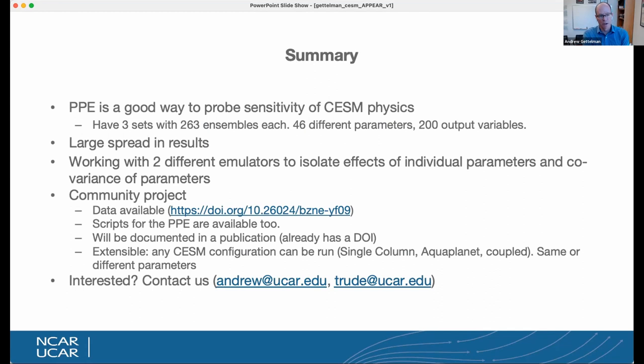We seem to do pretty well with 40 some odd different parameters and 263 parameter sets. There's a large spread in results. We're working with a couple of different emulators and a couple of different options. All this data is available. There's a DOI for it. I'm happy to put that in chat and share it with people. We're writing a paper on this, so it's going to be documented in a publication, but it's already got a DOI. The scripts for running this are also available, and it's extensible, as I said.